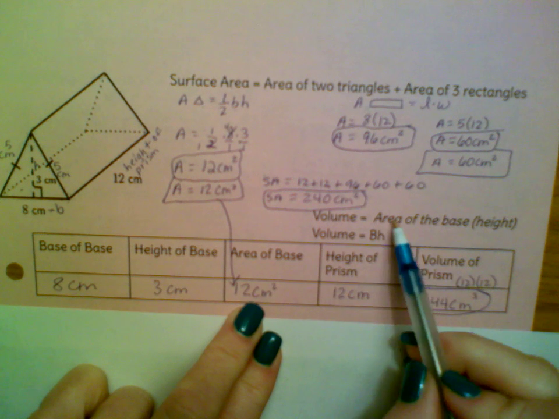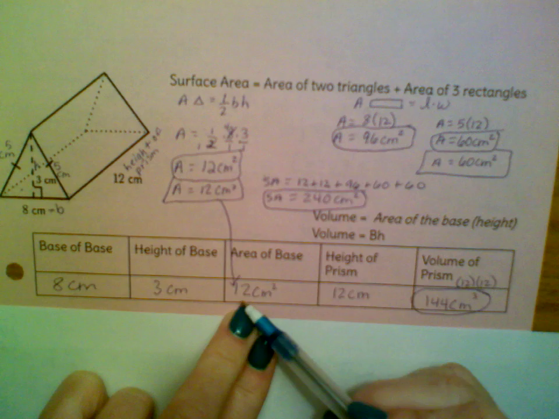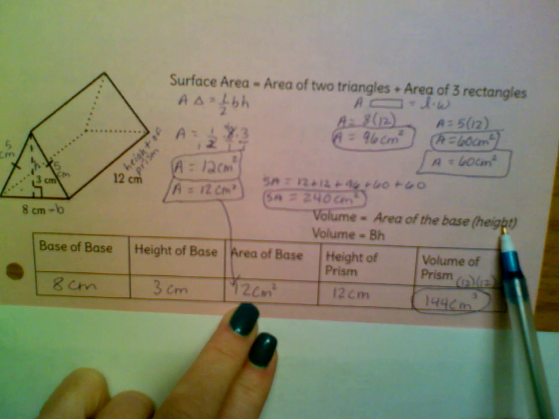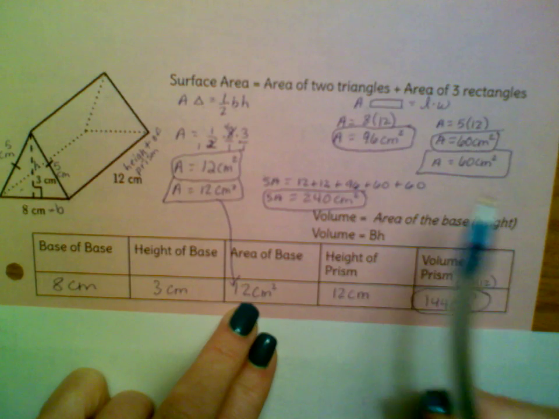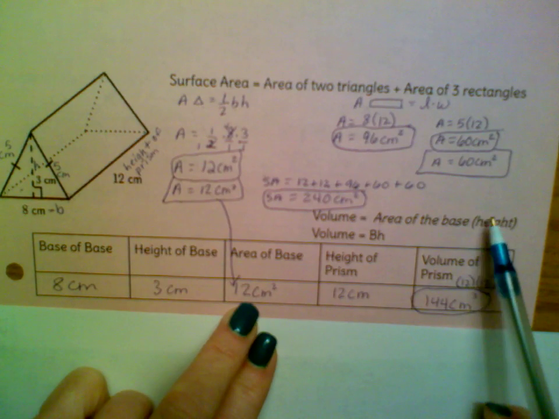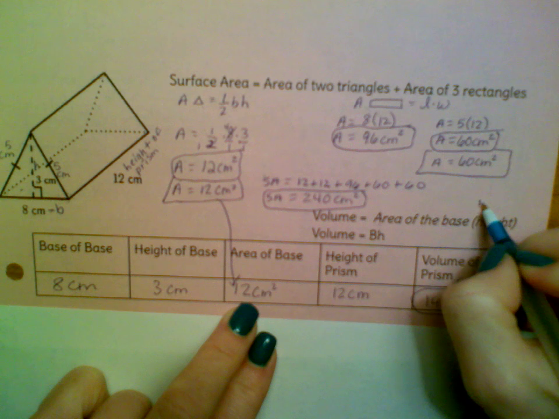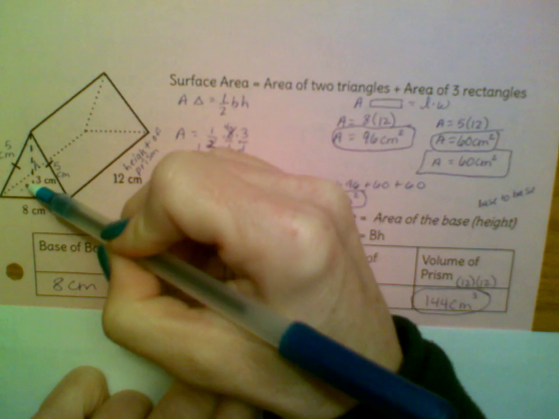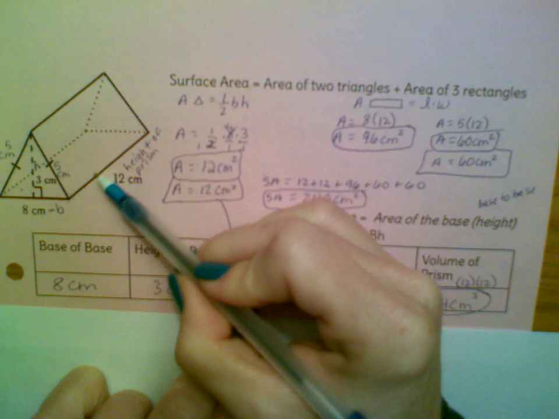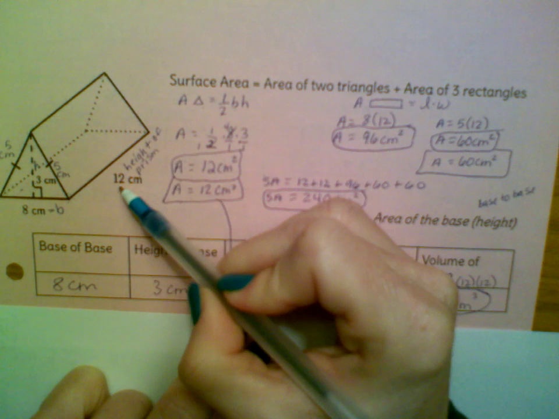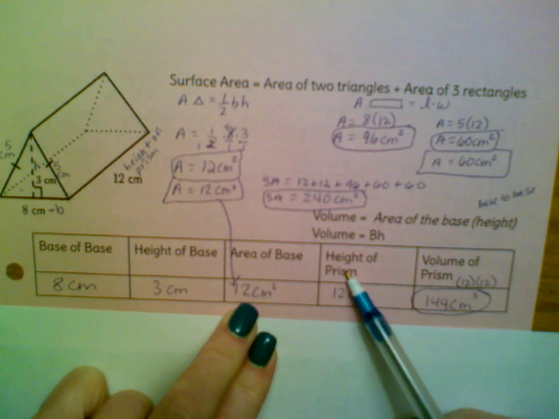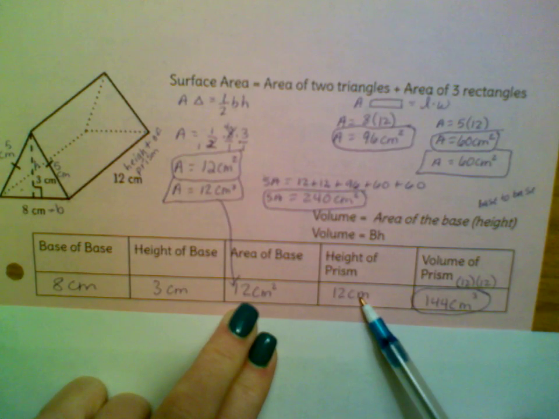So my volume formula, it says area of the base. Okay, we found the area of the base. That's the triangle. It's area of the base times the height of my prism. Height of the prism, that is from one base to the other base. So from triangle to triangle. So the height of my prism is this 12 centimeters.